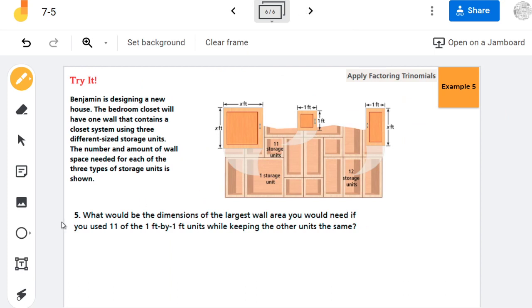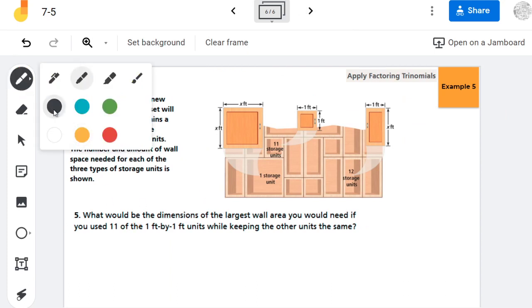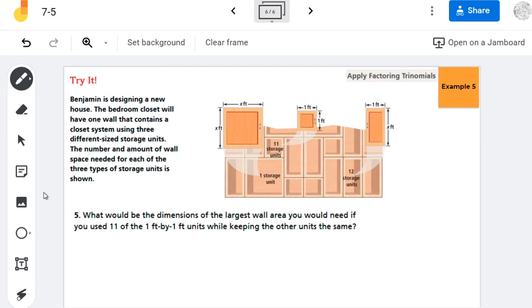Alright, so now they're going through this again, but now they're switching up how many of the storage units they're using. So this says that we're using 1 of the x squareds, 12 of the x's, and only 11 of the 1 by 1s. And so I'm going to do the same thing. I'm going to go ahead and factor this.